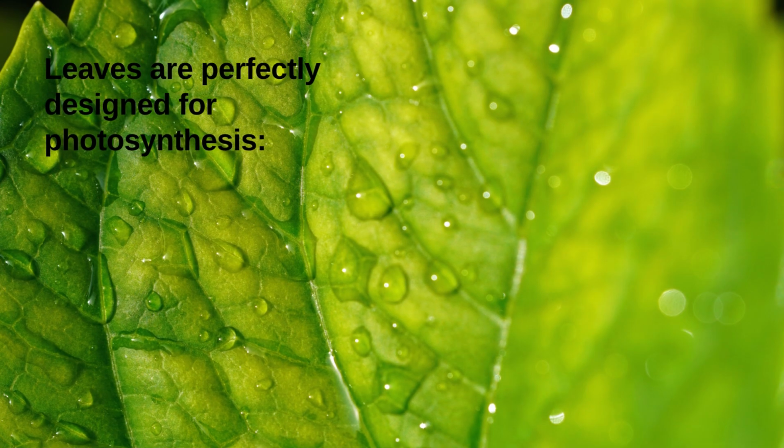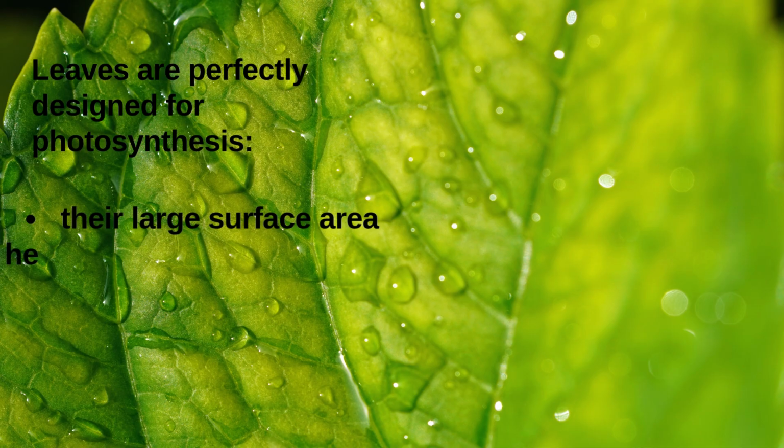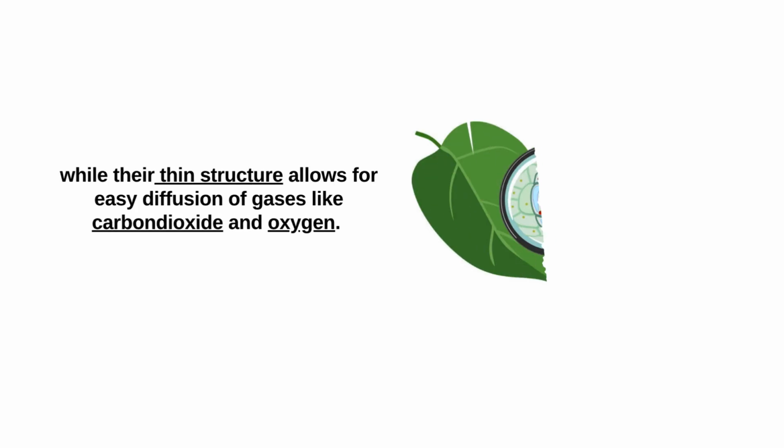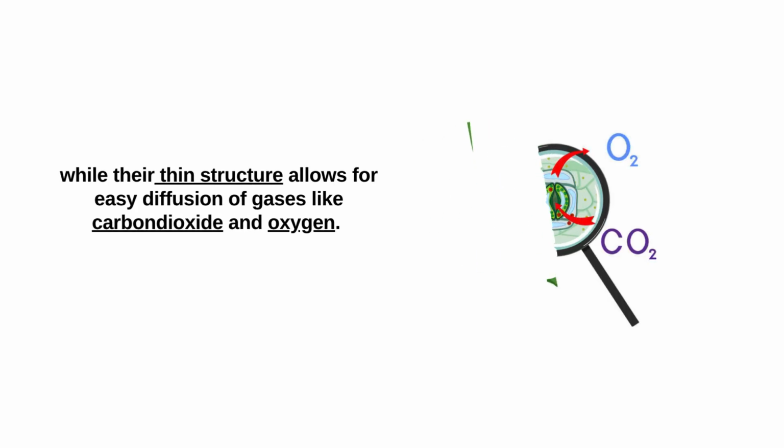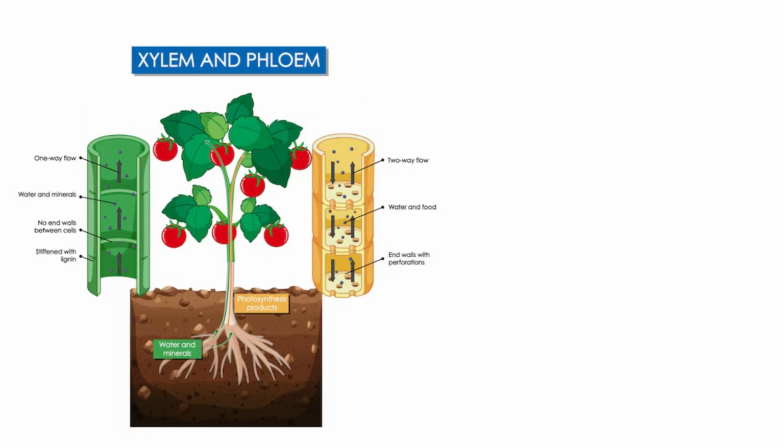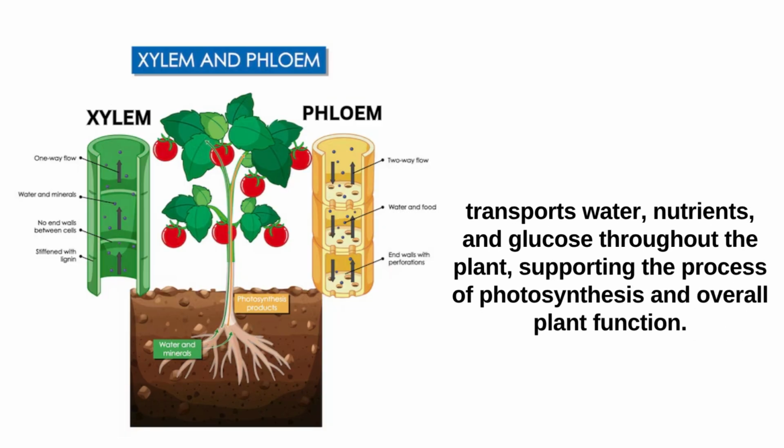Leaves are perfectly designed for photosynthesis. Their large surface area helps capture more sunlight, while their thin structure allows for easy diffusion of gases like carbon dioxide and oxygen. Furthermore, a network of veins consisting of vascular tissues such as xylem and phloem transports water, nutrients, and glucose throughout the plant, supporting the process of photosynthesis and overall plant function.